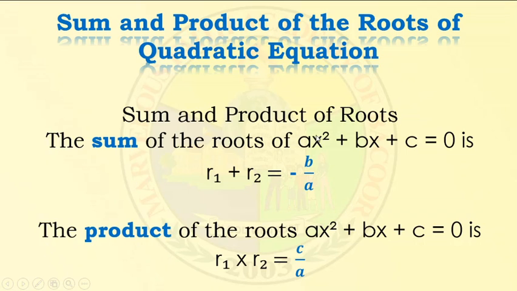of the roots of ax squared plus bx plus c equals 0, which is r sub 1 plus r sub 2 equals negative b over a. And for the product of the roots of ax squared plus bx plus c equals 0, r sub 1 times r sub 2 equals c over a. Okay, so yan yung formula na gagamitin natin in finding the sum and product of roots of quadratic equation.